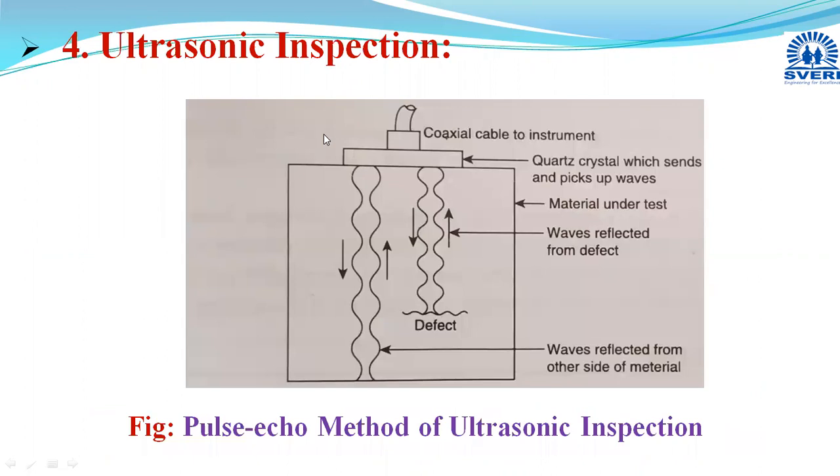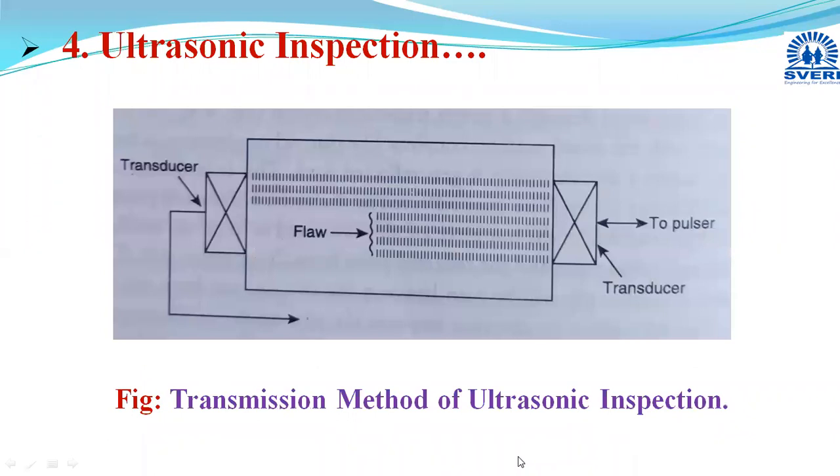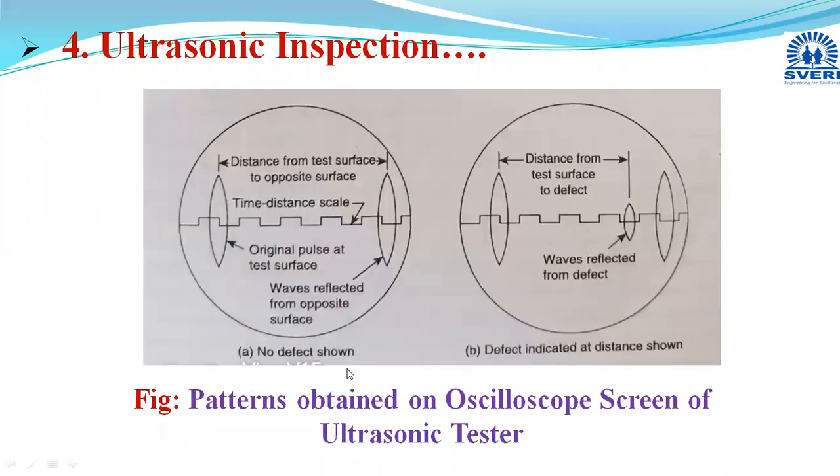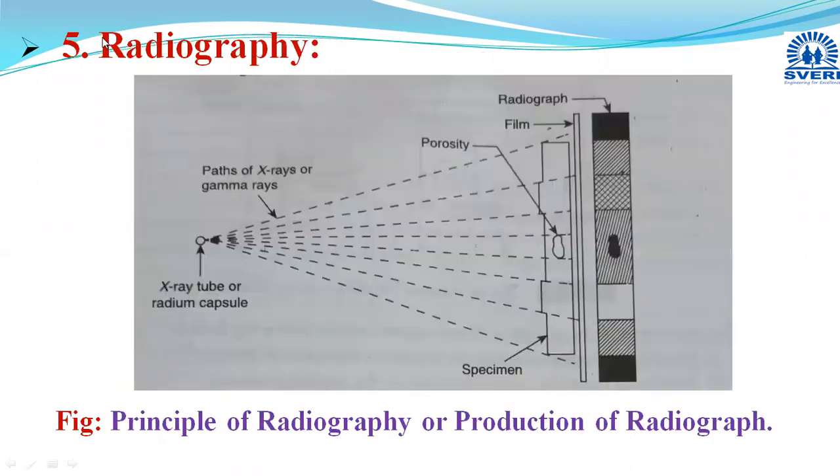Then ultrasonic inspection we have discussed, and in this we use ultrasonic waves for detecting the flaws. With the help of a CRO screen and time calculations, we detect the defects and their locations, and it is done using the pulse echo method and the through transmission method. And we have discussed the nature of patterns obtained on the oscilloscope screen when there is no defect and when there is a defect. And then after this, we have discussed the principle of radiography.